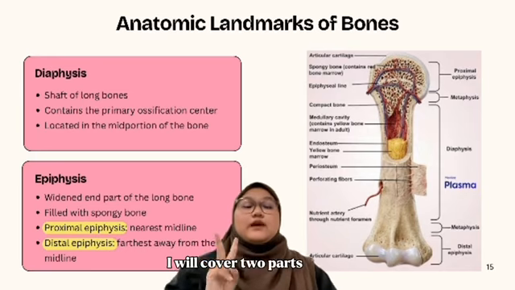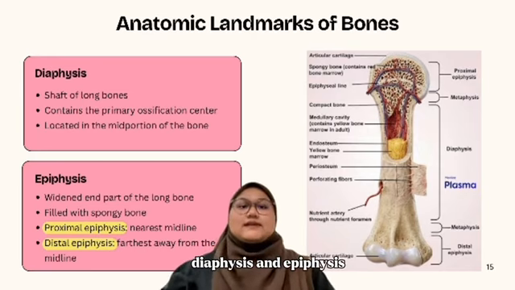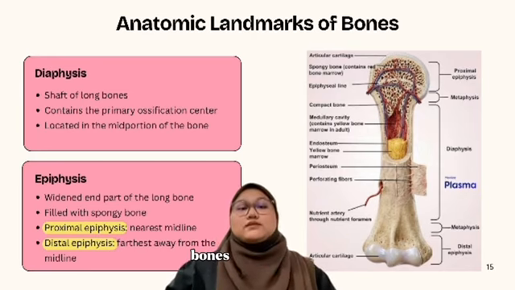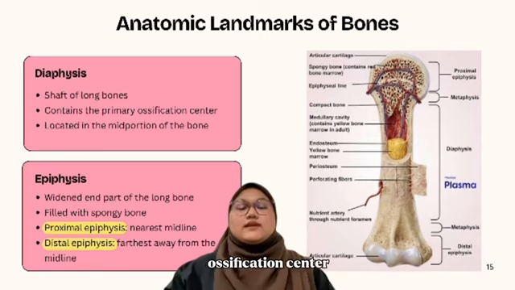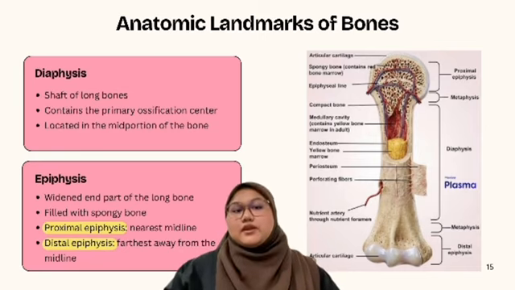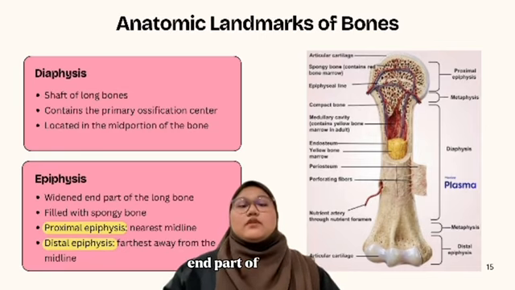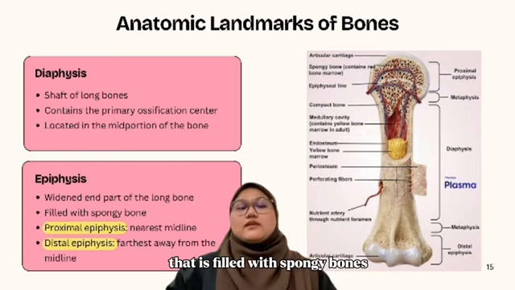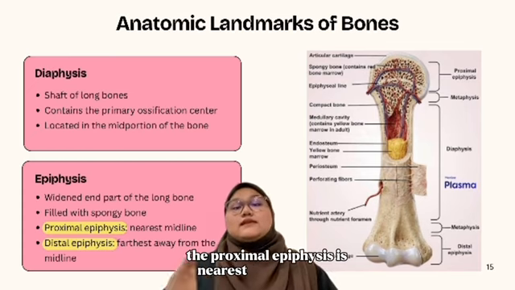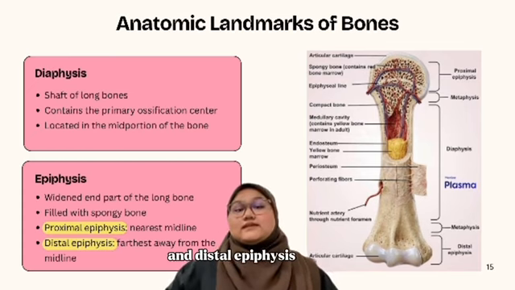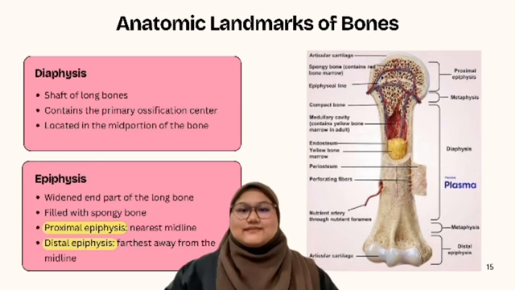Now, let's move to the anatomic landmarks of bone. I will cover two parts, which are diaphysis and epiphysis. Diaphysis is the shaft of long bones that contains the primary ossification center and is located in the mid portion of the bone. Epiphysis is a widened end part of the long bone that is filled with spongy bone. The proximal epiphysis is nearest to the midline, and the distal epiphysis is farthest away from the midline.